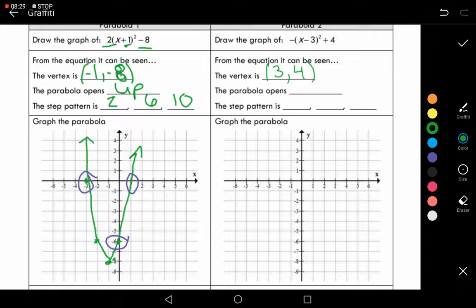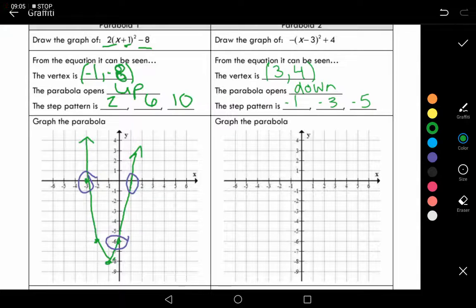This time our parabola is going to open down, and the reason I can tell that is because I have a negative out front, so that is going to flip it, or reflect it. My step pattern, remember, I'm just taking my original step pattern of 1, 3, 5 and multiplying it by my a value. Okay, my a value here is -1. Although a 1 doesn't show up, when there's nothing there, we always assume it's 1. So all we have to do is multiply 1, 3, and 5 by -1, which is just going to make those negative, right? So we have -1, -3, -5.